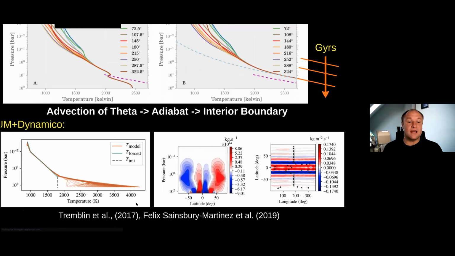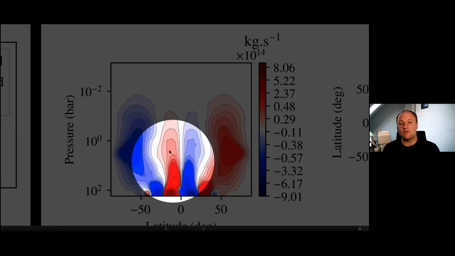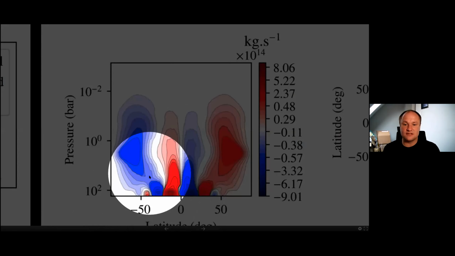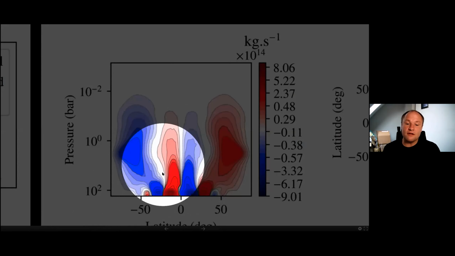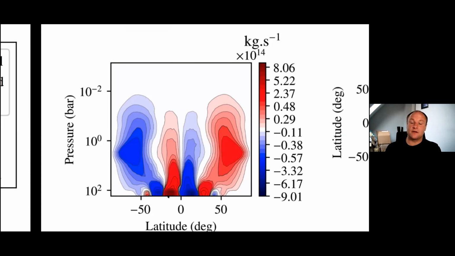So this potential temperature flow is visualized in this stream function plot, just showing you where stuff is flowing. And what you see is latitude against pressure again. And these red and blue are just showing you that there are cells which are actually driving material, high entropy material, down into the deep atmosphere, which is causing this change in the adiabat.